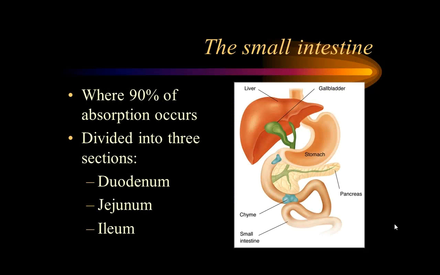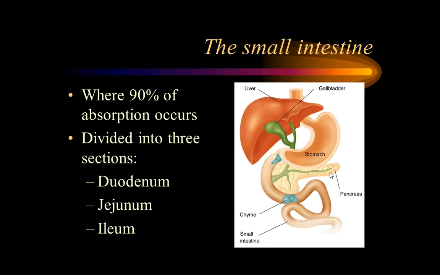The small intestine has 3 parts and does 90% of absorption: the duodenum, jejunum, and ileum. The duodenum is the first part coming down from the stomach. Then from the ligament of Treitz all the way down until almost the very end is the jejunum, and the terminal part is the ileum, which attaches to the cecum, and that's where the appendix is. We'll show that in a little bit.